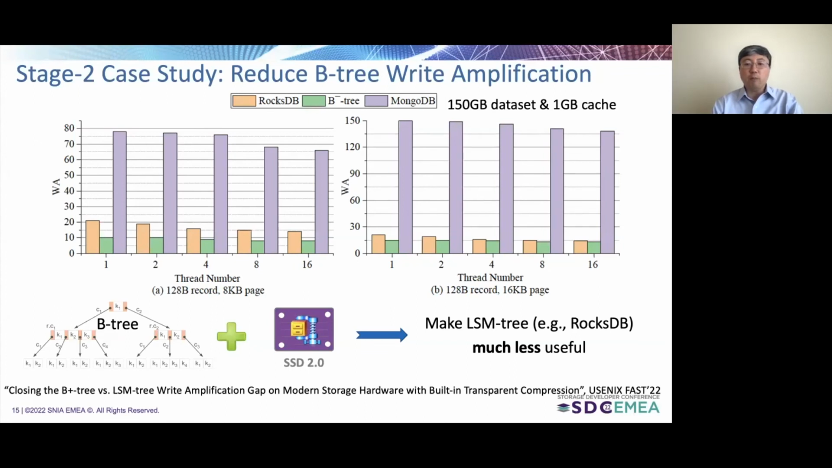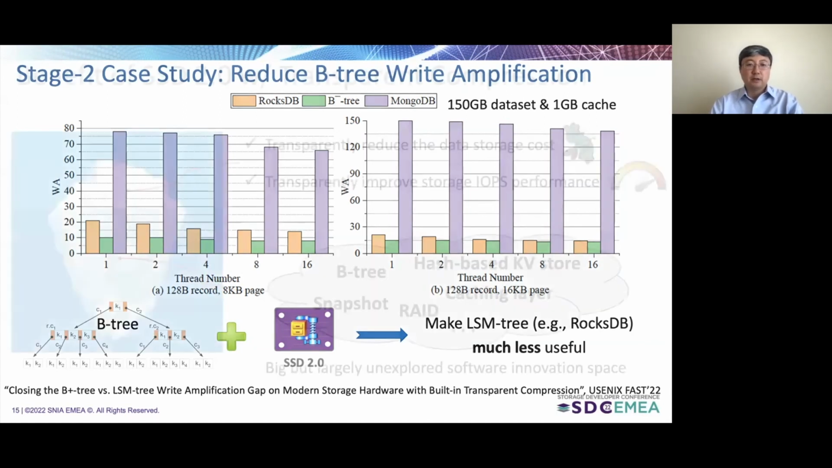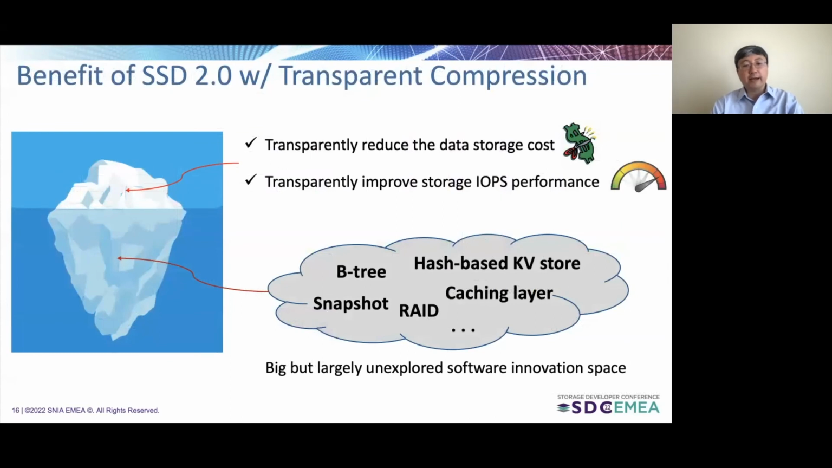Therefore, once we appropriately modify B tree by leveraging the SSD 2.0 with the computation capability, that is transparent compression, both advantages of log structure merge tree will be gone. And as a result, compared with the B tree, the log structure merge tree becomes much, much less appealing in practice. So this will make the widely used B tree become truly the best indexing data structure. So this is just one example to showcase the innovation potential.